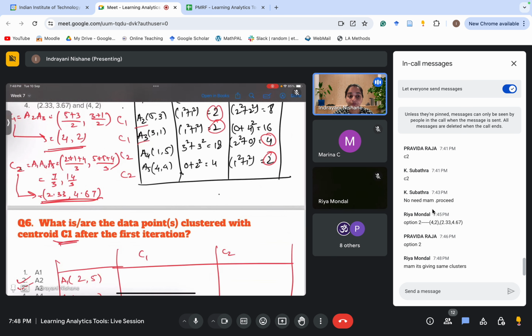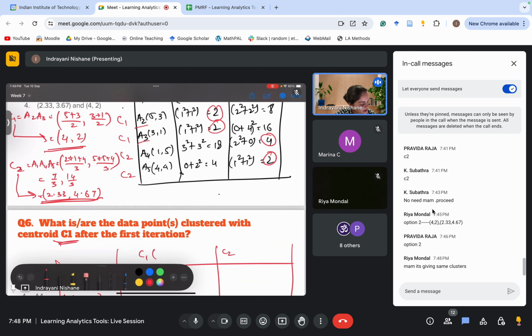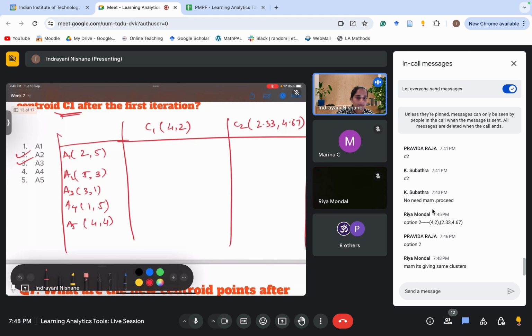Now we have to consider new centroids. Okay, so new centroid C1 is 4 comma 2 and C2 is 2.33 comma 4.67. So now simply easy. Okay, Ria, we will see for everybody's benefit. I will also do the calculations and we will see if the centroids remain the same, if it is given the same clusters. Okay, so let's calculate the distance.